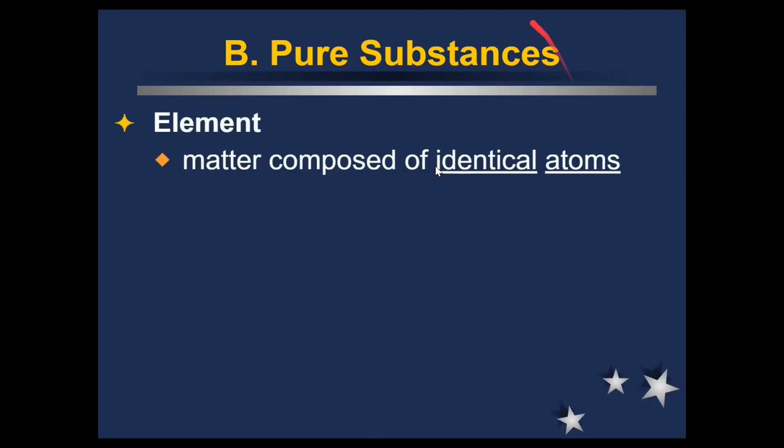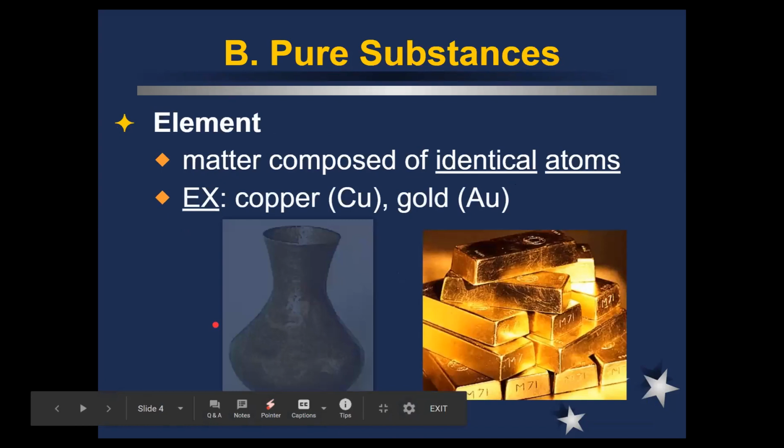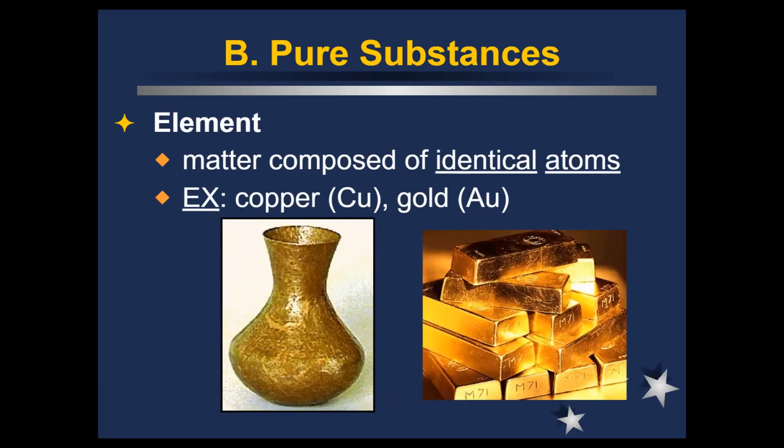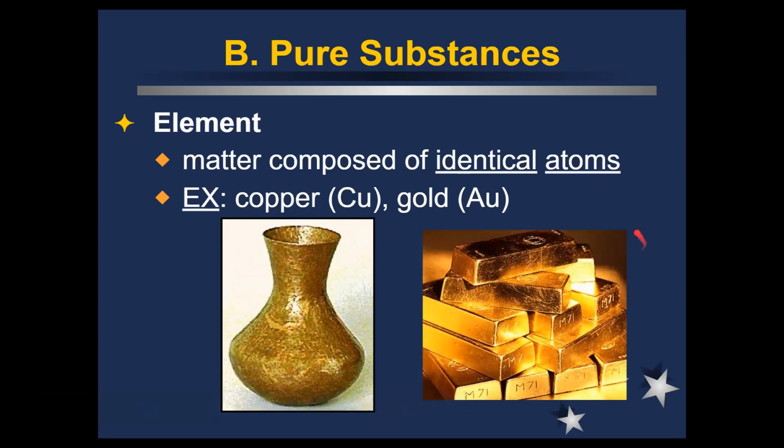Like I was saying, elements are when we have identical atoms. Every single atom in this picture is the exact same. There's only, in this case, black dot atoms, let's say. Metals are really good for making these large amounts of pure substances. Like I mentioned, aluminum foil earlier. You could also have a copper pot. Copper is an element, and so if you have a pure copper pot, that means that there's only copper in that pot. No other elements exist in that pot, in that vase. Same thing with these gold bricks over here.